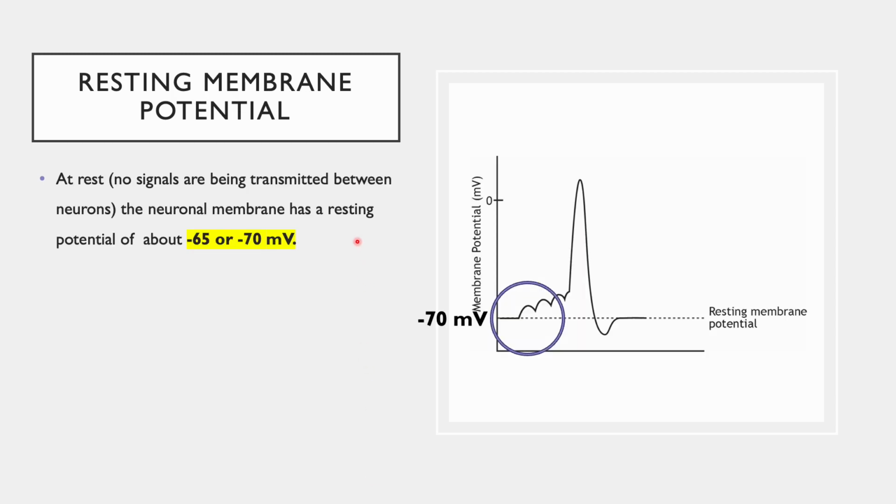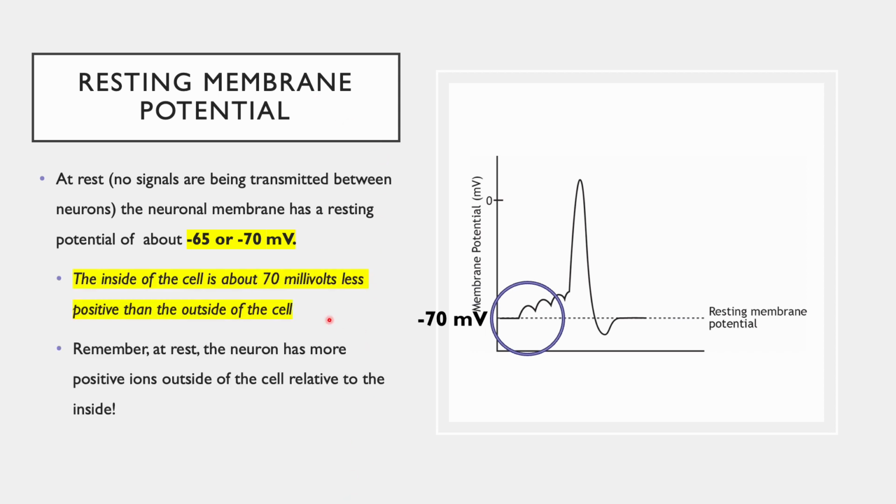Remember that at resting membrane potential, a cell's voltage is typically around -65 or -70 millivolts. This is going to be important as we learn more about action potentials. The concentration gradient and the electrochemical gradient for every ion is equal and opposite inside and outside of the cell, thus contributing to resting membrane potential.